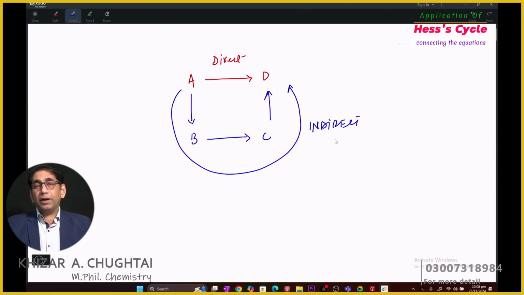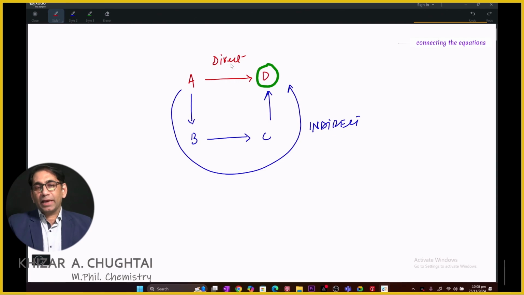So the enthalpy of the direct route: A is going to D. This D is the final destination. A goes to D, this is the direct step. And if A first changes into B, then B changes into C, and C changes into D, this is called the indirect route or indirect steps.